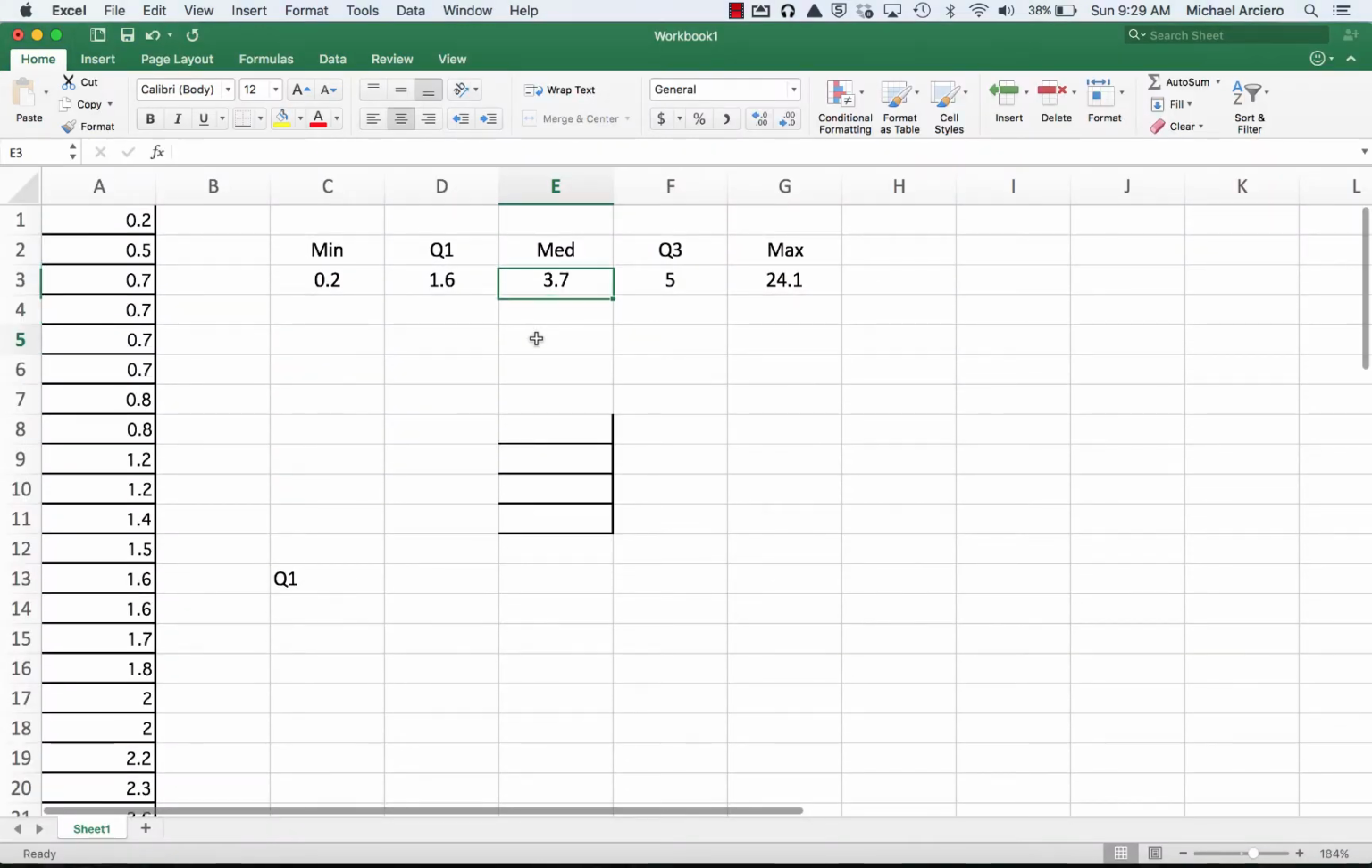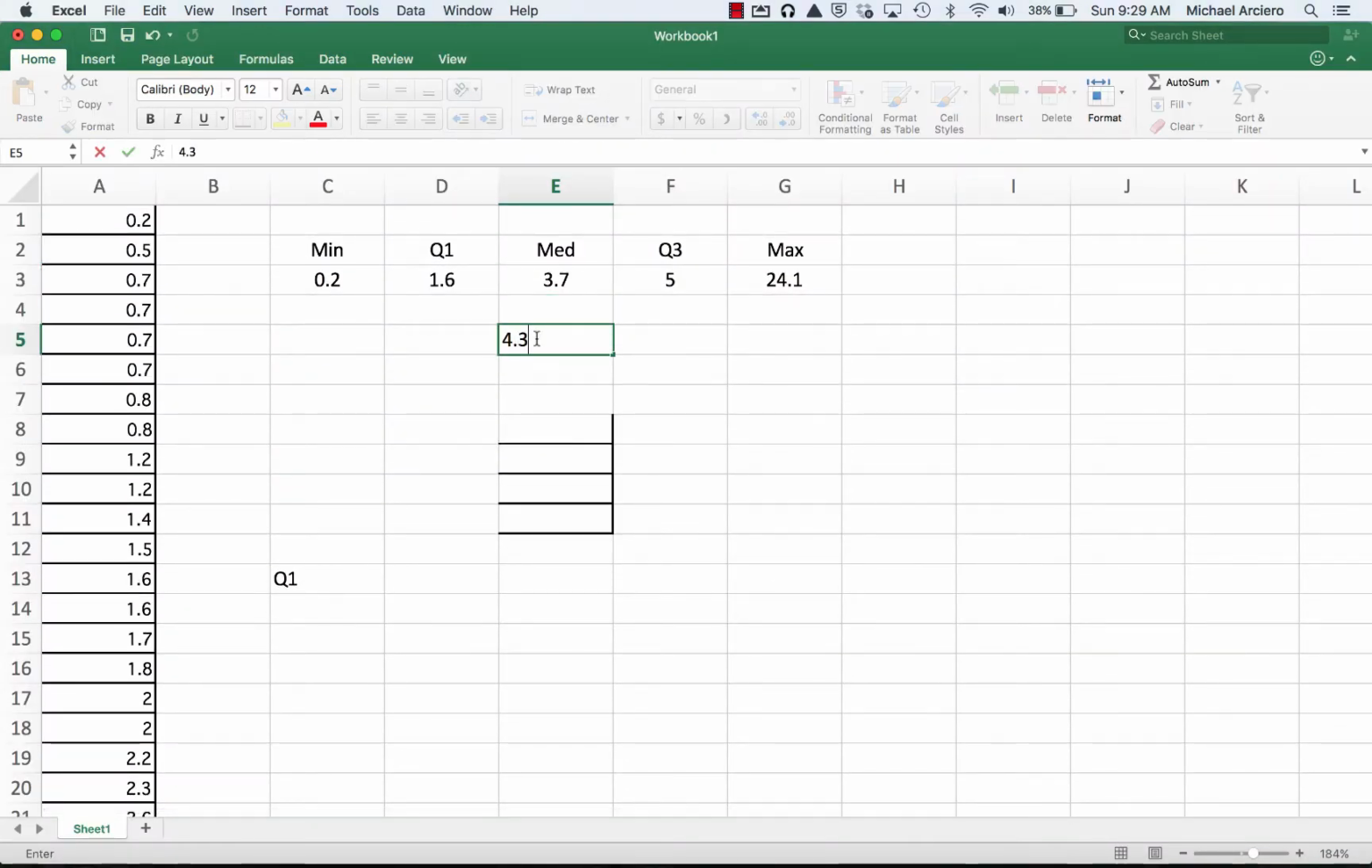So the mean is 4.32. That's the mean. So the mean is not part of the 5-number summary, but certainly helps describe the data. And we can see clearly the mean is greater than the median here.